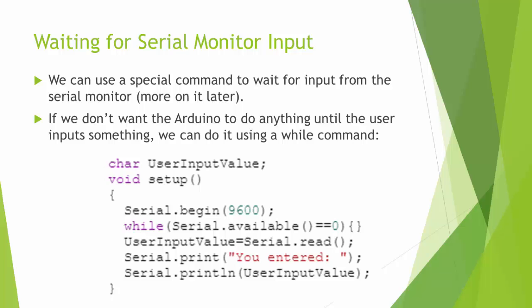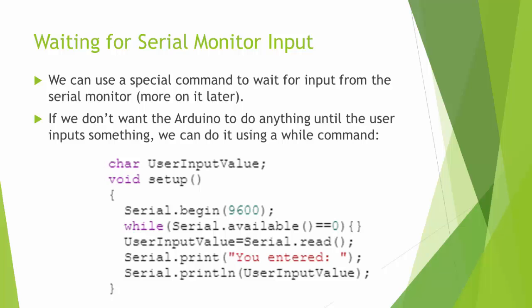Okay, so if we don't want the Arduino to do anything until some information has been put in by the user, we can have something like this. While Serial.available is 0, with empty brackets, it'll sit and wait until there's something available. As soon as it's available, it'll push that information from the Serial.read into, in this case, our user input variable or user input value.